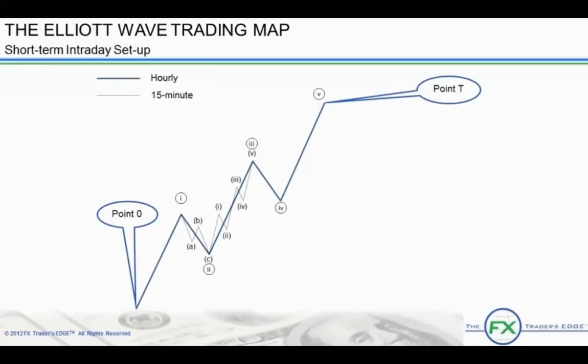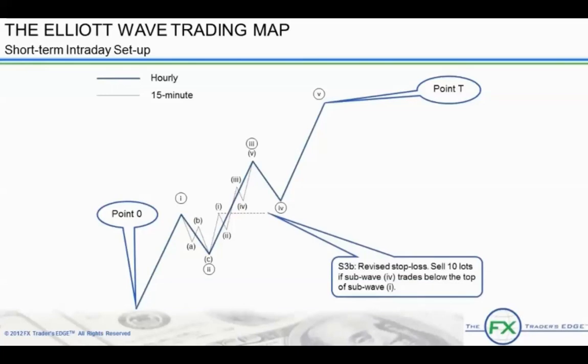Once wave 3 circled moves higher and enters a 4th wave consolidation or correction, we place our stop loss below the top of subwave 1 to sell 10 lots. This is point S3B, which says, revised stop loss, sell 10 lots if subwave 4 trades below subwave 1 top. Any subwave 4 retracement at this point should not go below the top of subwave 1. If we get stopped out below the top of subwave 1, we lock in profits on the first 6 lots and pay the spread on the last 4 lots bought.